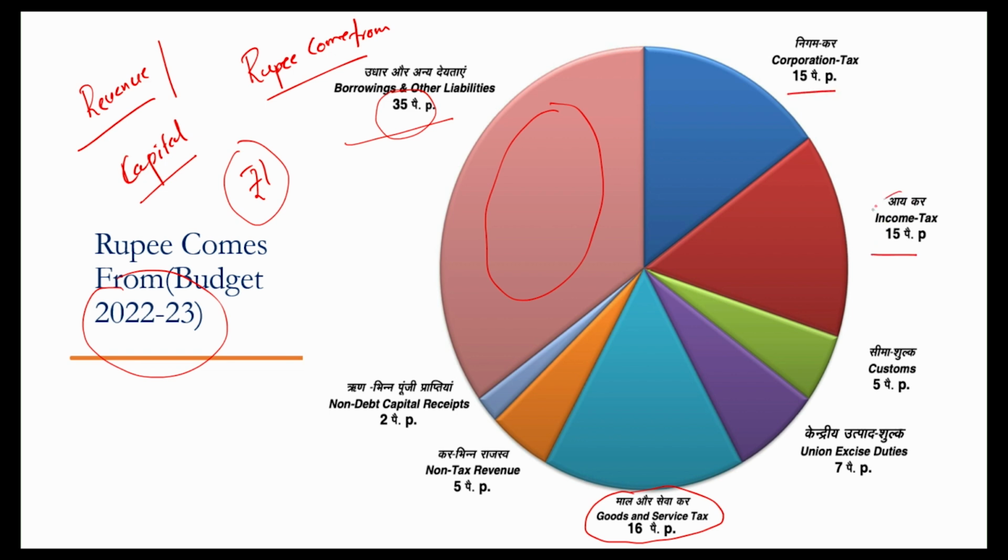So income tax is simply tax upon individuals, and corporation tax is tax on corporate profits. And then you have the union excise duties and the customs duties. Whenever you have customs duties, I mean both export and import duties. Then you have other non-tax revenues.